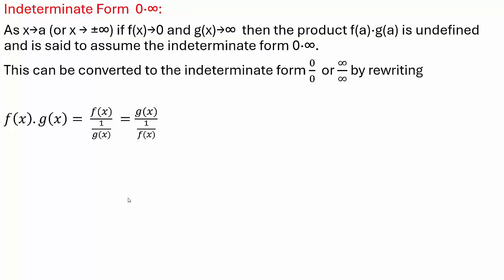This can be converted to the indeterminate form 0 by 0 or infinity by infinity by rewriting the functions. That is, f(x) into g(x) can be expressed as f(x) divided by 1 by g(x), or f(x) into g(x) can also be expressed as g(x) divided by 1 by f(x). And then we can apply L'Hospital rule. We shall see the example.